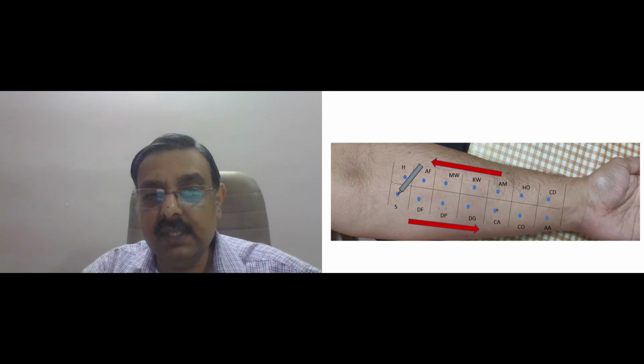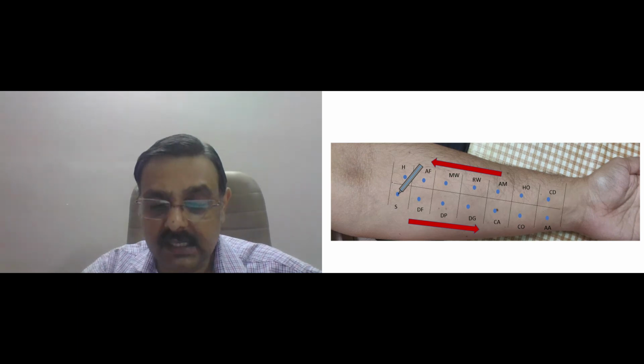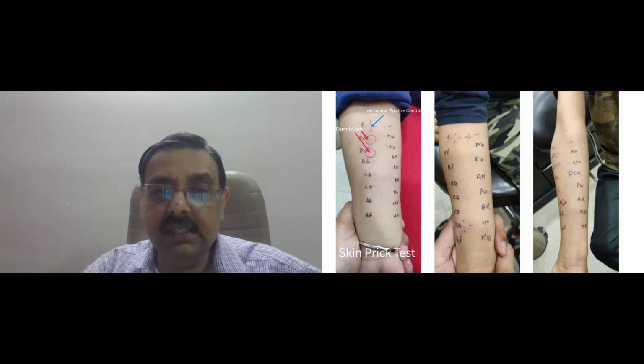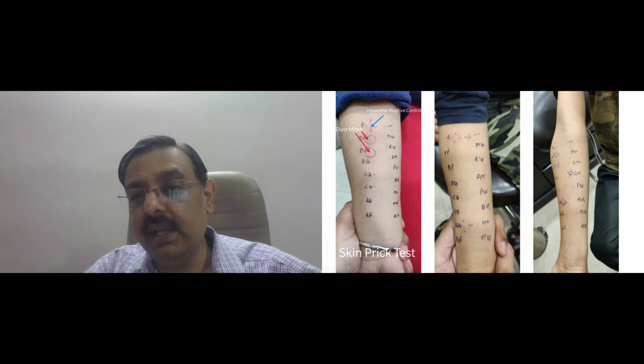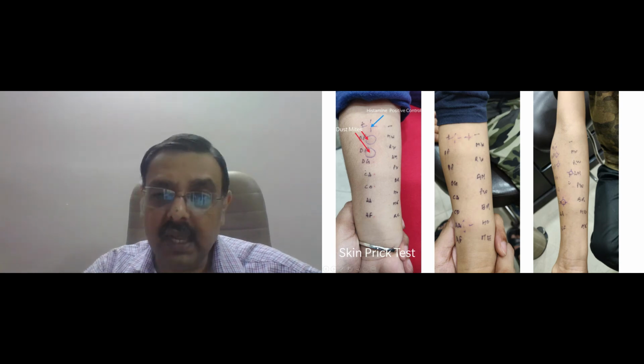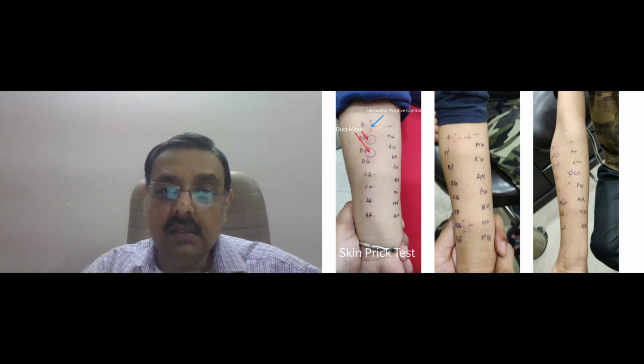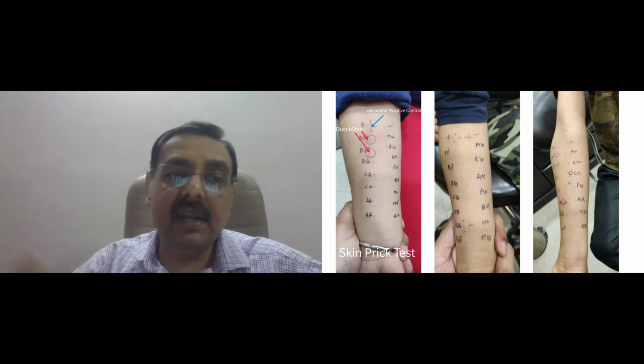You gradually move in this direction and you end up with your histamine. These are a few examples. This child was highly sensitized to dust mite, and this is a positive control. This child was exclusively sensitized to Alternaria alternata, and this child was polysensitized: dust mite, cockroach, and amaranthus. Again, these are phenotypes which you find in clinical practice.